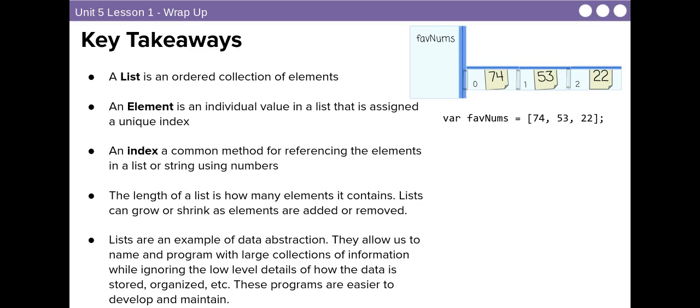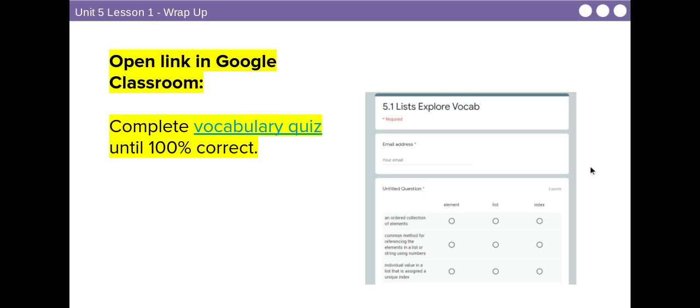The key takeaways for today is that a list is an ordered collection of elements. An index is referencing the elements that are in the list. Your assignment today is a short vocabulary quiz on the items of things we use today. You can retake until you get 100% correct.